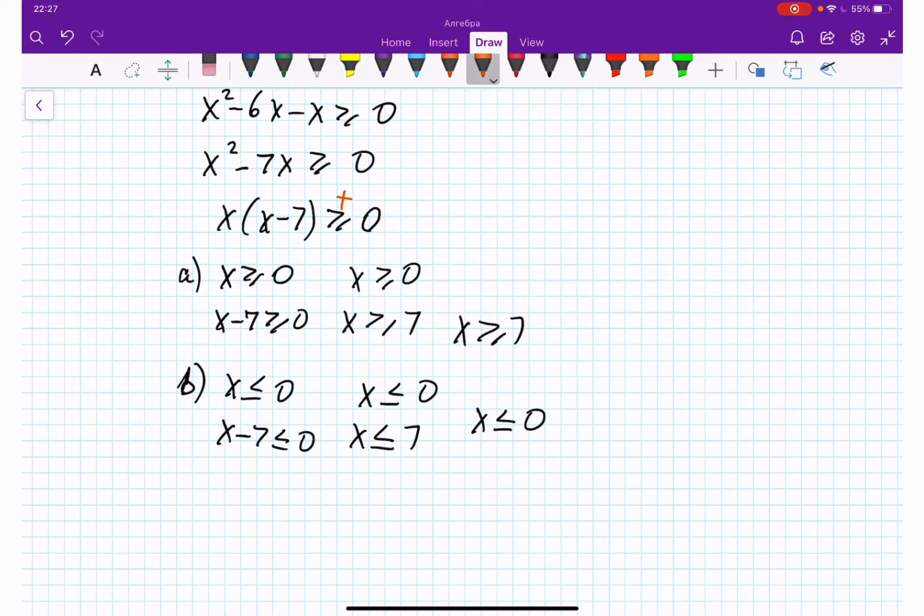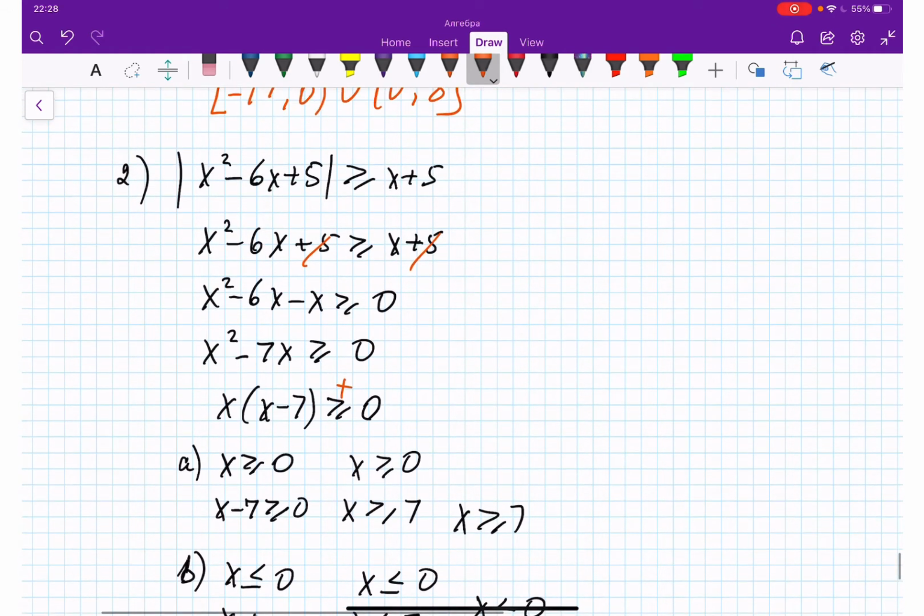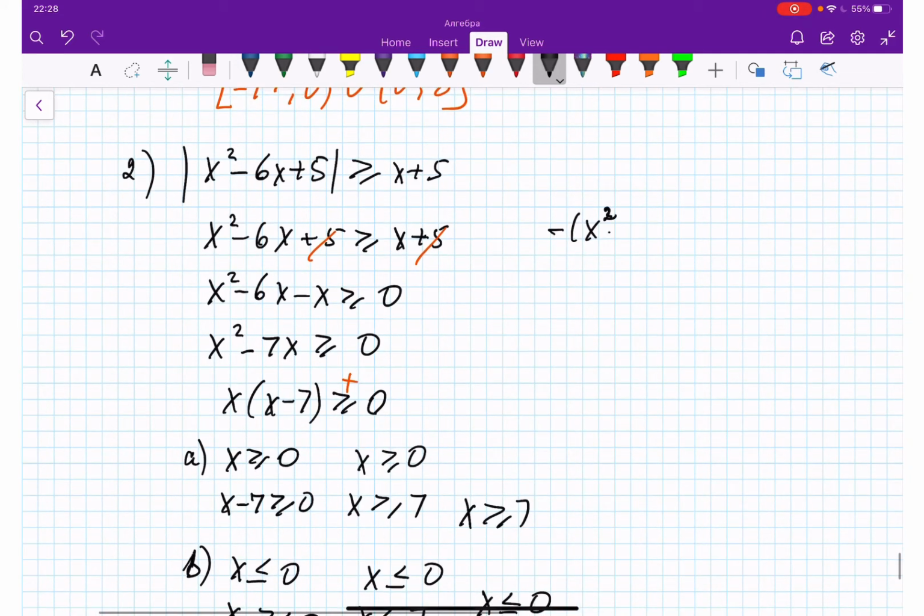And from here, this answer is going to be from negative infinity to 0, and, not and, or, 7 to positive infinity. Yes? Okay, this is one answer. Now let's go to the case when under the absolute value we have the negative meaning. So, negative x squared minus 6x plus 5 greater or equal to x plus 5.